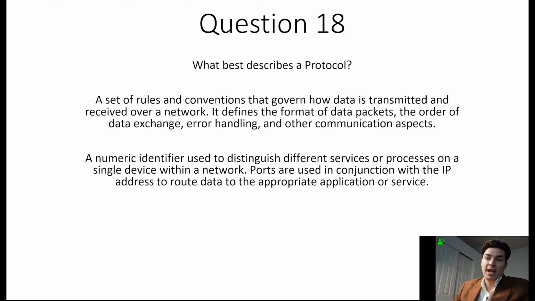The other option on here, a numeric identifier used to distinguish different services or processes on a single device within a network. Ports are used in conjunction with the IP address to route data to the appropriate application or service. So whenever your IP packet is sending out, it's going to have an IP address of, for example, 8.8.8.8 colon, and then let's say a port of 53 for DNS.